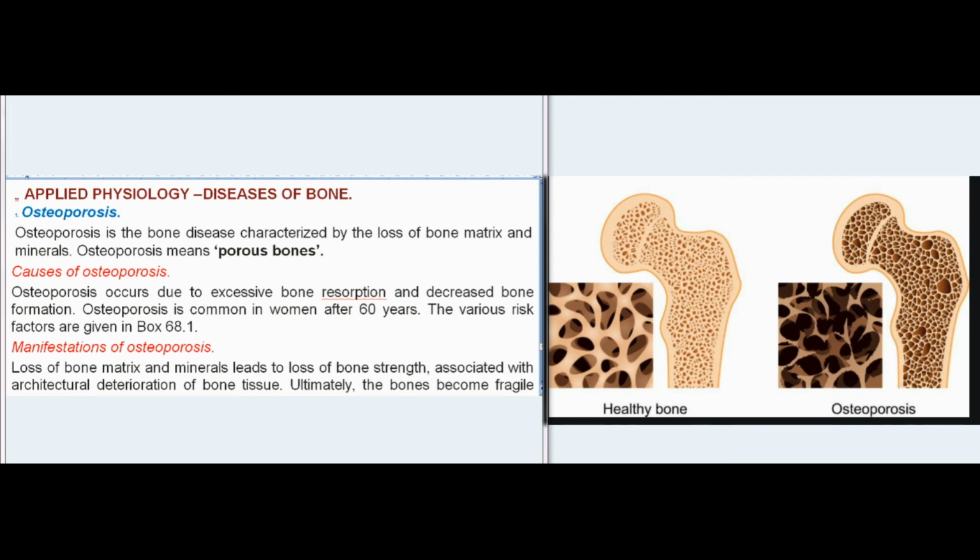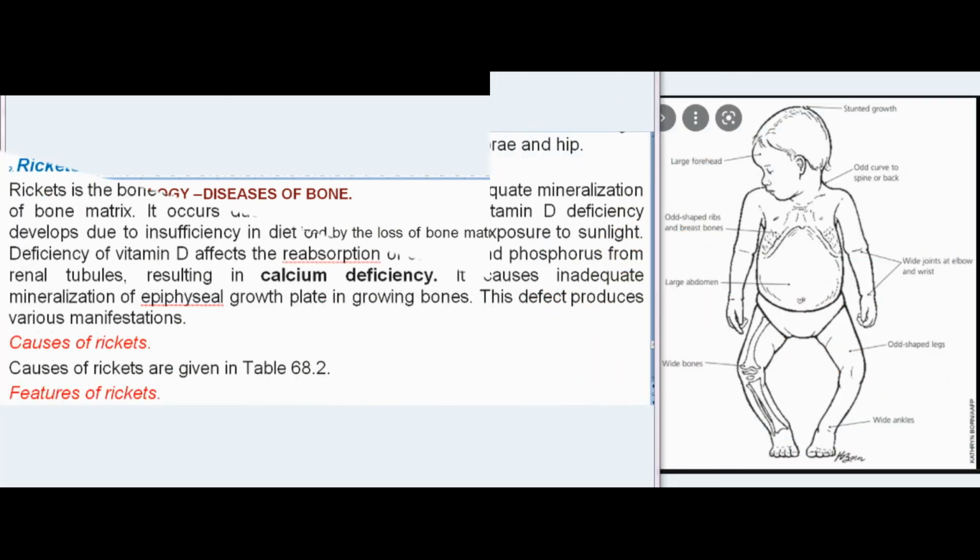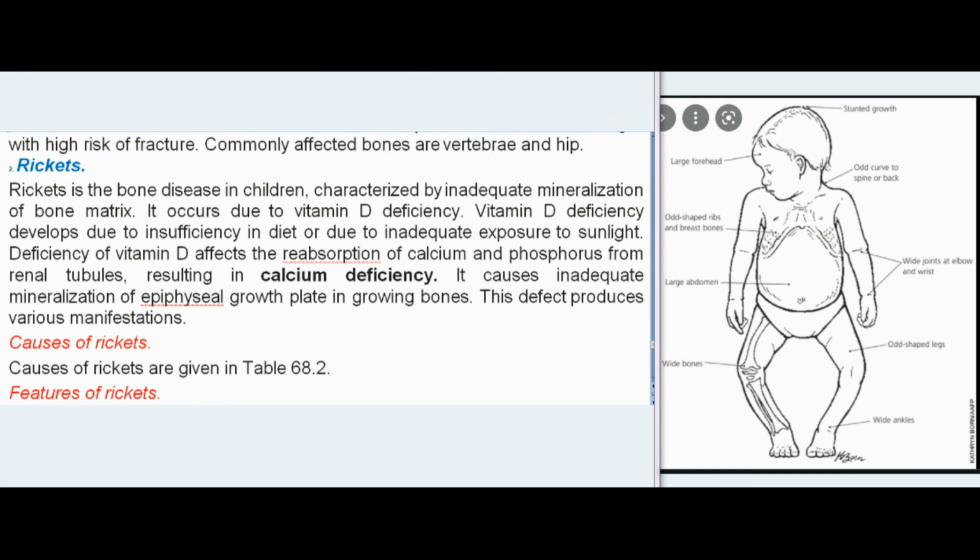Osteoporosis. Osteoporosis is the bone disease characterized by the loss of bone matrix and minerals. Osteoporosis means porous bones. Causes of osteoporosis. Osteoporosis occurs due to excessive bone resorption and decreased bone formation. Osteoporosis is common in women after 60 years. The various risk factors are given in box 68.1. Manifestations of osteoporosis. Loss of bone matrix and minerals leads to loss of bone strength, associated with architectural deterioration of bone tissue. Ultimately, the bones become fragile with high risk of fracture. Commonly affected bones are vertebrae and hip.